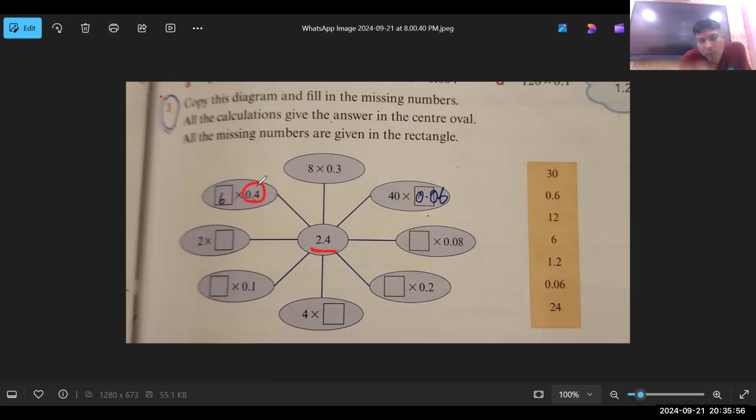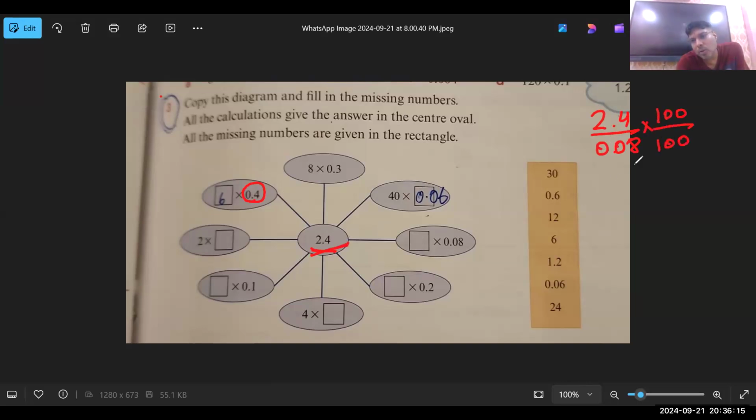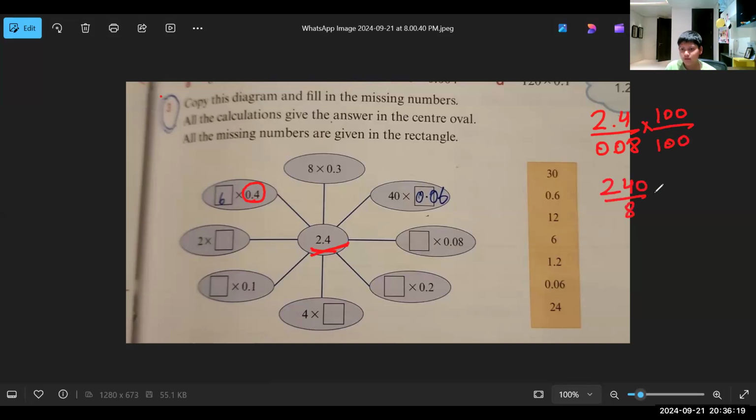या तो आप 0.4 को डिवाइड कर दो. जब मैंने लाइक 0.08 को 2.4 से डिवाइड किया तो पता नहीं, कुछ और ही आ रहा था. 2.4 को 0.08 से डिवाइड करना है, क्योंकि ये आपका प्रोडक्ट है. यस सर. कैसे डिवाइड करते हैं? इसको 100 से करो, इसको 100 से करो, तो आ जाएगा 240/8 which is 30. ओके सर.